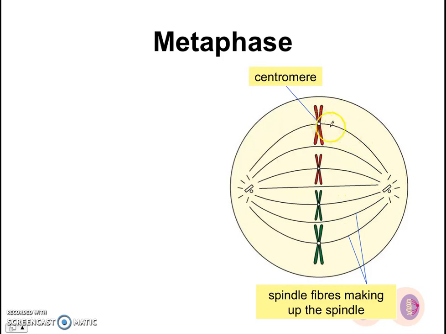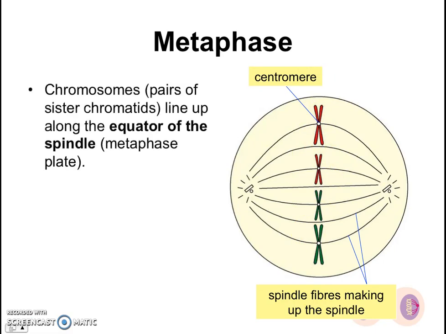And the spindle fibers have interacted with the chromosomes and have attached to the centromere of the chromosomes. And the chromosomes have started to arrange themselves along the equator of the cell. Right, so putting that into words, the pairs of sister chromatids line themselves up along the equator of the spindle. Now this equator here can also be called the metaphase plate. So what we can say is that the pairs of sister chromatids line themselves up along the metaphase plate.